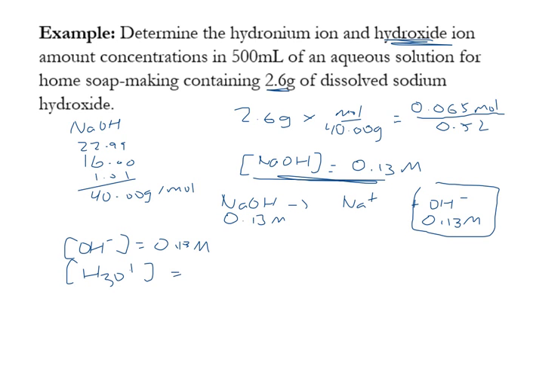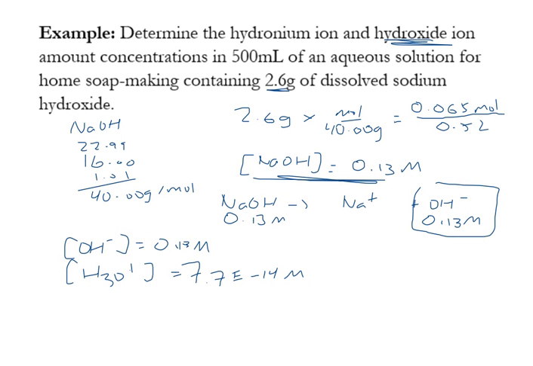And if I want to find the hydronium one, this one's probably getting a little bit easier by now. All I've got to do is take Kw and divide. So 1 times 10 to the minus 14 divided by 0.13. With sig digs, I get 7.7 times 10 to the minus 14 moles per liter. Which hopefully makes sense because I have a relatively high concentration of hydroxide. I actually have a really low concentration of hydronium.